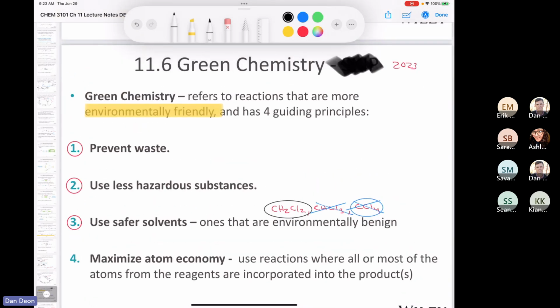And then atom economy. It says here, maximize atom economy. And you might be wondering, what the heck is atom economy? This was developed by somebody named Barry Trost, I think at Scripps Research Institute, and he developed the idea of atom economy. It just says here to use reactions where most of the atoms in the reagents are incorporated into the product.